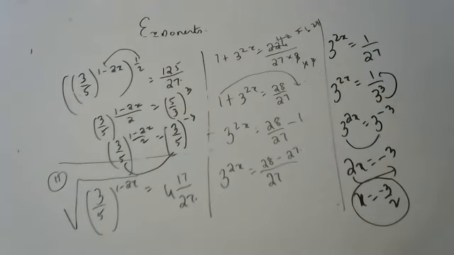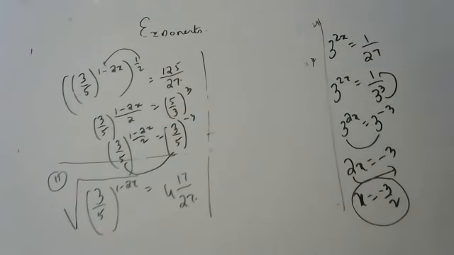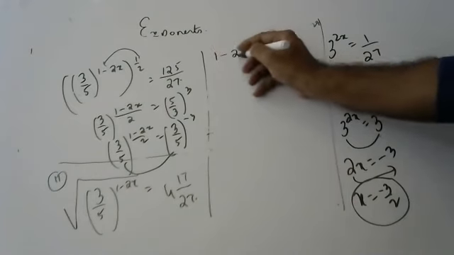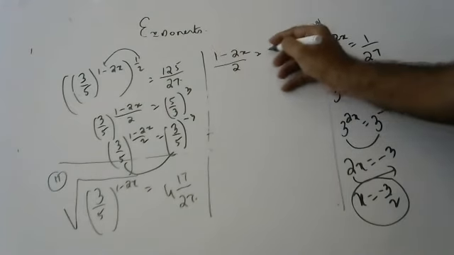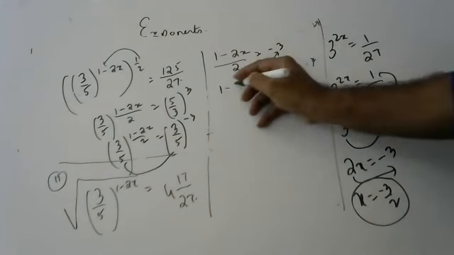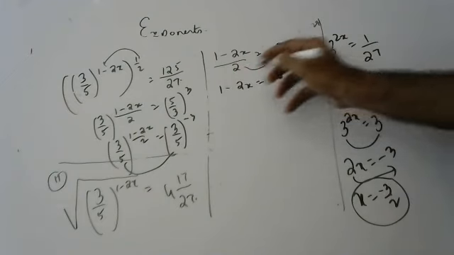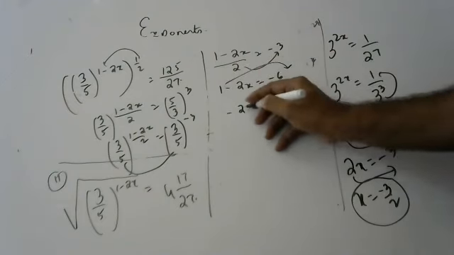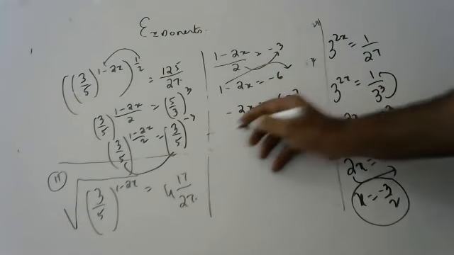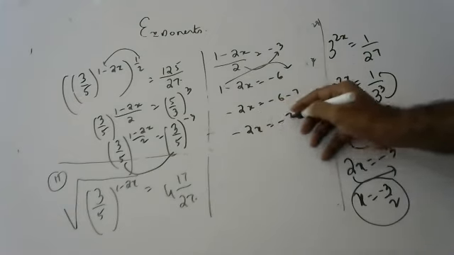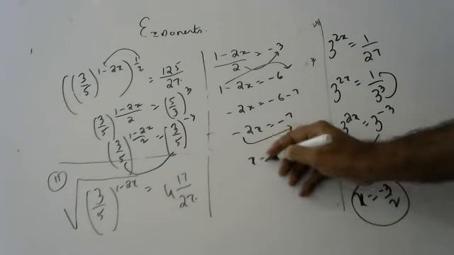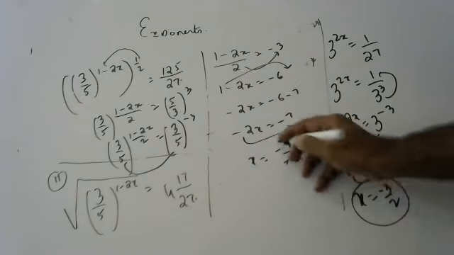So 1 minus 2x by 2 is equal to minus 3. This 2 goes up: 1 minus 2x is equal to minus 6. This 1 goes to the other side: minus 2x is equal to minus 7. So x is equal to minus 7 by minus 2, it is 7 by 2.